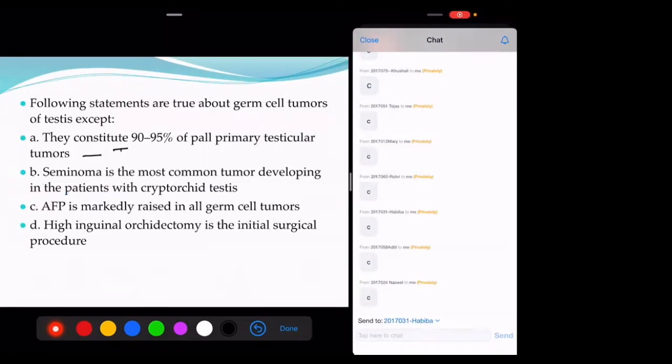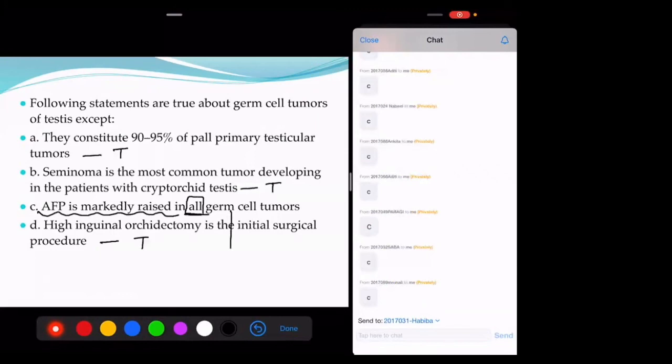True, because most of the testicular tumors are germ cell tumors. Seminoma is the most common variety of testicular tumor that arises in cryptorchidism. It is true. High inguinal orchiectomy is the initial surgical procedure. It is true. Alpha fetoprotein is markedly raised in all. This statement, all, is not true.